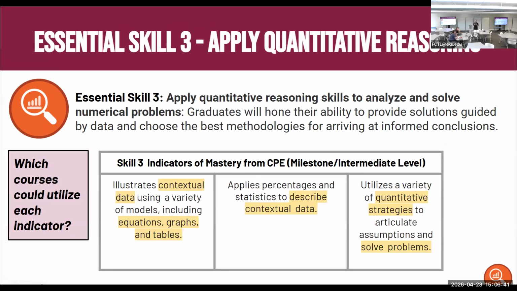And so my question to kind of start us off, and to be thinking about it: if you look at these indicators, if you only had to use one, which courses do you think would utilize each indicator? And there's no right or wrong answer. I'm just curious to know which courses you think could use that indicator within their room, if that makes sense. If I can throw that out to the space.